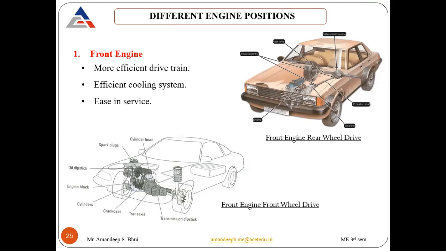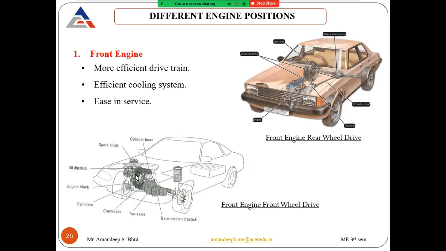In this type of arrangement, two types of configurations come in. That is front engine, rear wheel drive. In the top diagram, you can see that the engine is placed at the front, but the power is transmitted with the help of this shaft and the differential to the rear wheels. So this type of configuration is known as front engine rear wheel drive.